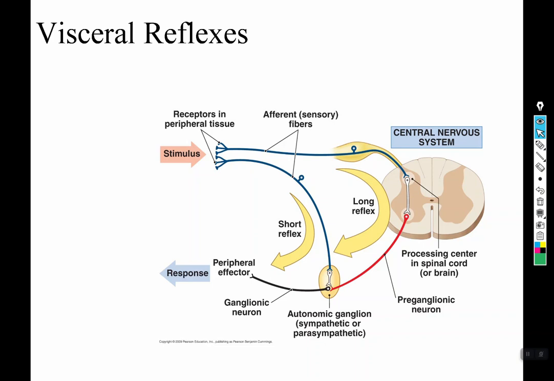Okay, so visceral reflexes. Remember, this is just a reminder. We've got long and short reflexes. So the long reflex is going to include afferent information being coordinated by interneurons in the spinal cord, and then some output is computed, and then there's another synapse after that. Short reflexes don't include the spinal cord step and can be coordinated directly. So we've got afferent sensory fibers, there's a coordinating interneuron in the ganglion, and then there's the peripheral effector.